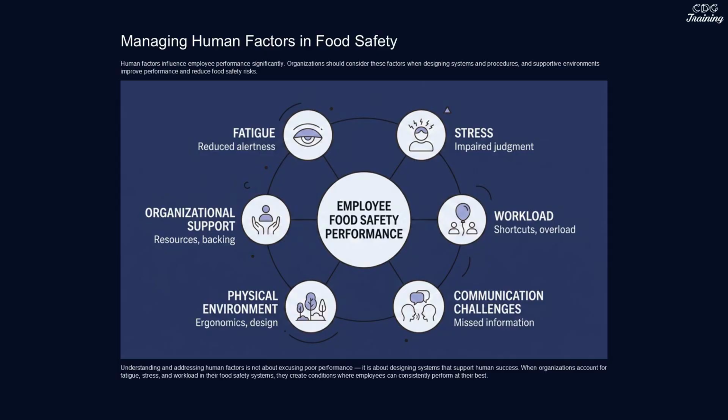Human factors influence employee performance significantly. Organizations should consider these factors when designing systems and procedures, as supportive environments improve performance and reduce food safety risks. By addressing fatigue, stress, workload, communication challenges, organizational support, and physical environment, organizations can enhance employee food safety performance.